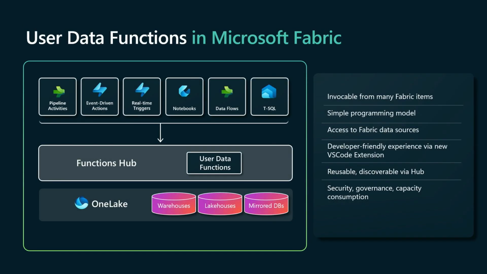So we will have a range of different items that allow the invocation of a function. We're starting off with pipelines, and you'll see that in action in just a bit. And then the Functions Hub is a horizontal experience across all of the other personas, like data engineering, etc., all working on a range of different data sources as well. So warehouses, lake houses, and mirrored databases.